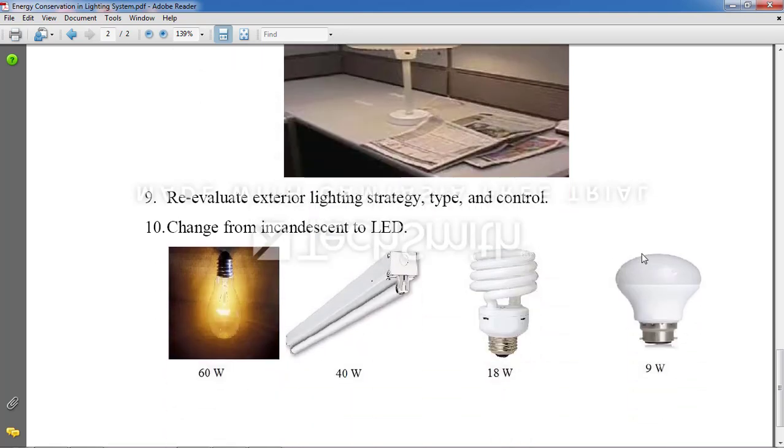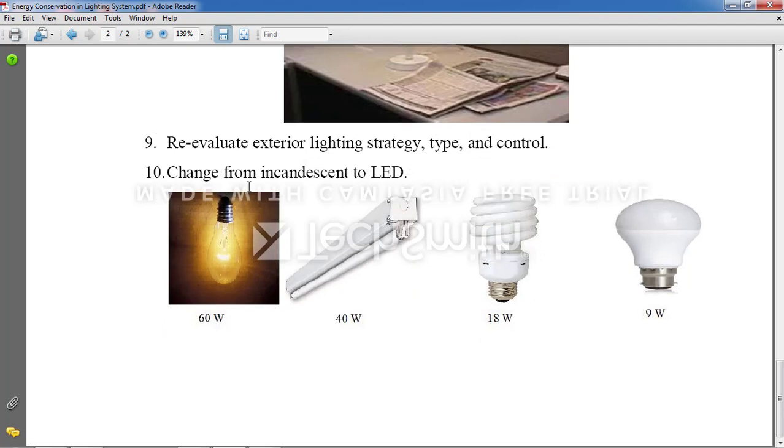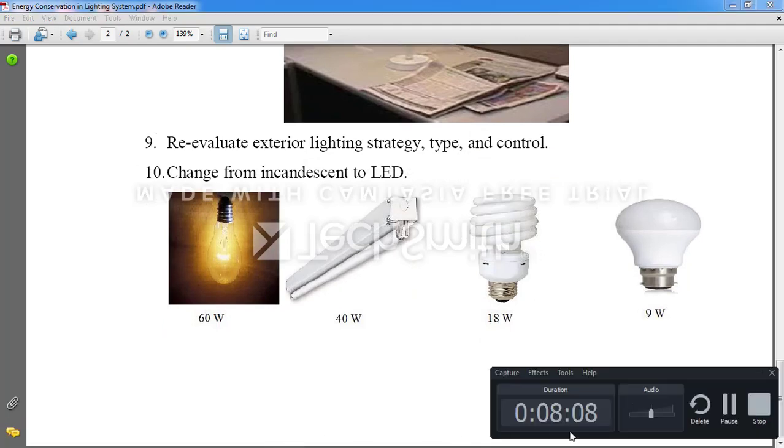Next point, re-evaluate exterior lighting strategies, types and control. If in many areas of our home we are still using incandescent bulbs, like for our yards or parking, you have to evaluate whether we can change the lights and how we can save energy. And the last point we had already discussed. I hope this point is clear, and if you have any doubts you can ask. Thank you.